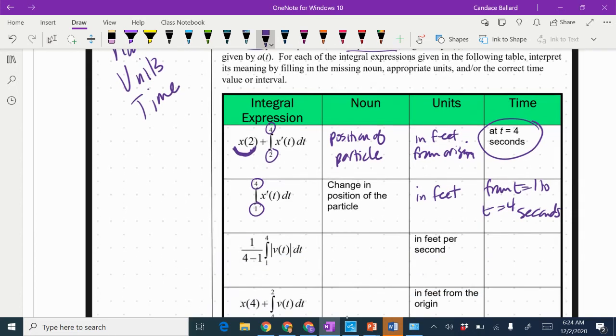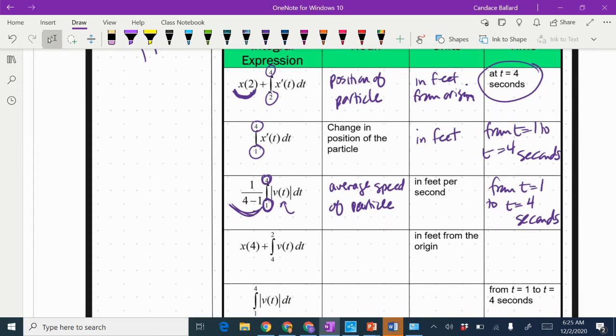All right, now we've got the crazy 1 over b minus a. Anytime we see that, we know that it's average something. But you'll notice I have the absolute value of velocity, and the absolute value of velocity represents the speed. So this is the average speed of the particle. It's in feet per second. The time, again, is going to be your endpoints or your limits on your interval, which is from t equals 1 to t equals 4 seconds.